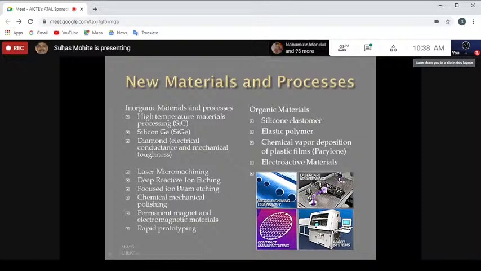Then laser micromachining, deep reactive ion etching, focused ion beam etching, chemical and mechanical polishing, permanent magnet and electromagnetic materials, and rapid prototyping. These are the several new processes that were adapted by IC fabrication technology, especially for MEMS fabrication. Silicon, organic materials such as elastomers, polymers, chemical vapor deposition with parylene, and electroactive materials: new materials were welcome in IC fabrication technology with the advent of MEMS.